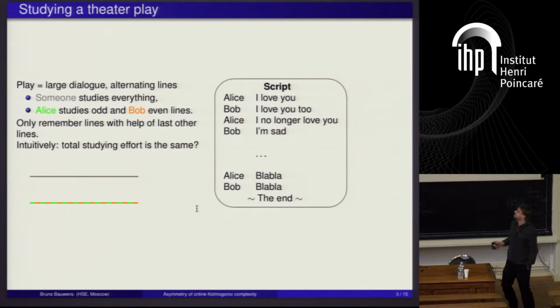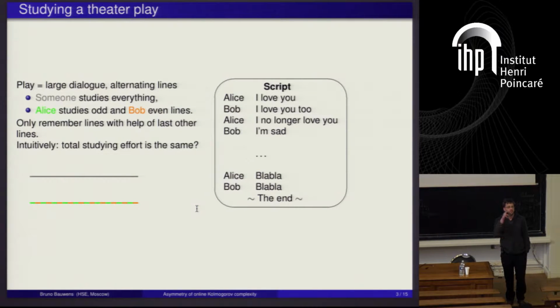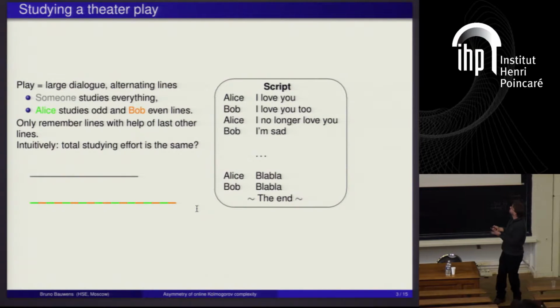So in the first argument, one can say, okay, the total effort will be the same. But if you ask actors, they say, okay, if I remember my lines, I also remember the other one's lines. So at the end of the studying, both actors know everything. So this suggests that the effort for studying the script by two actors is almost double.